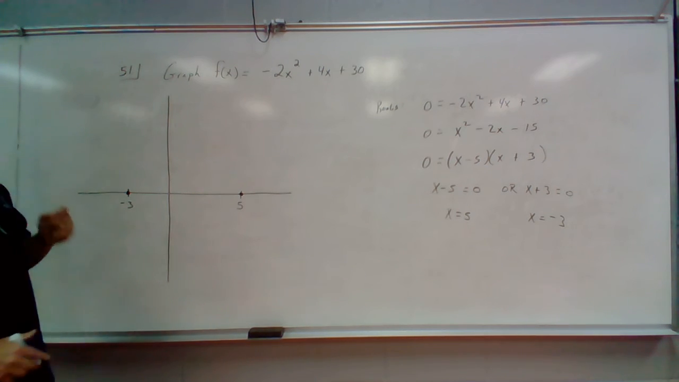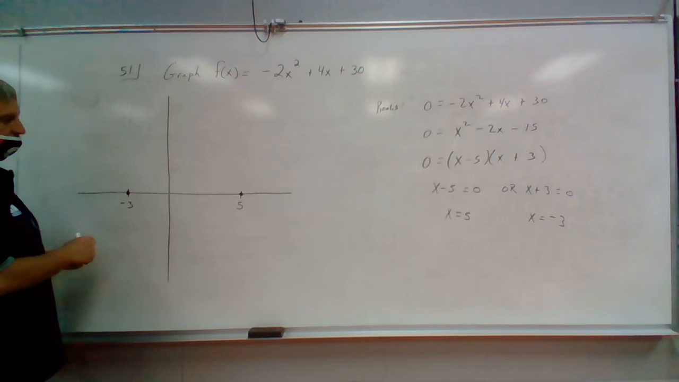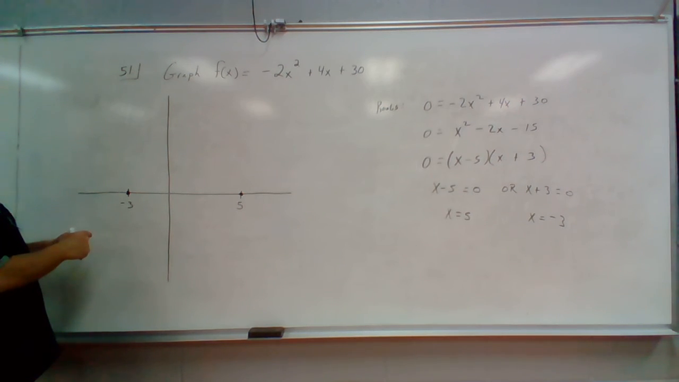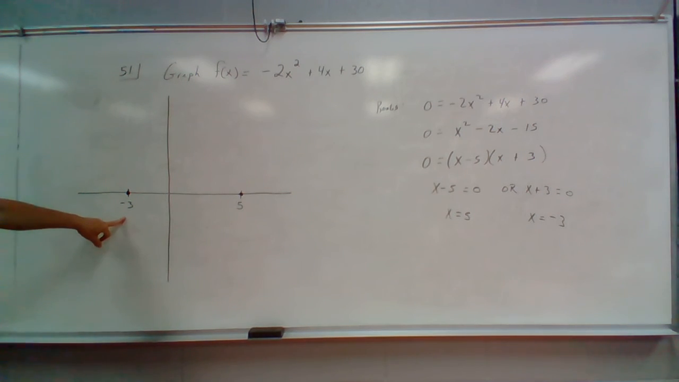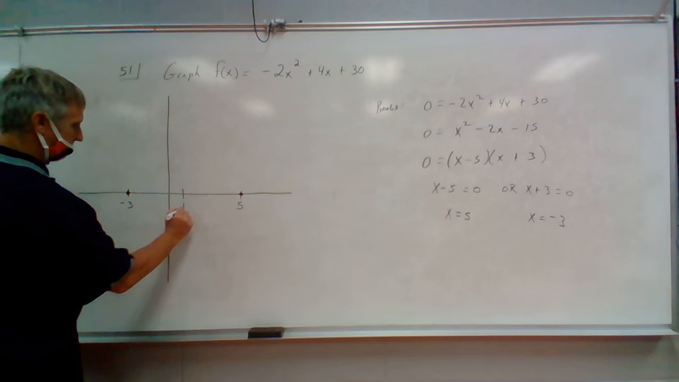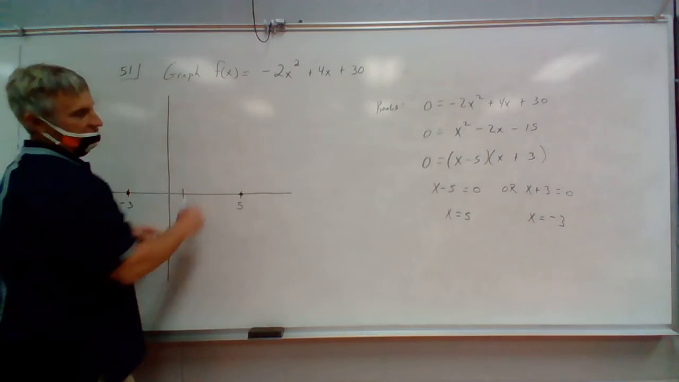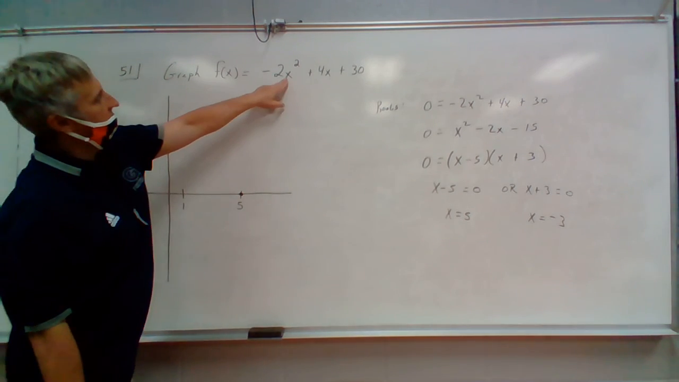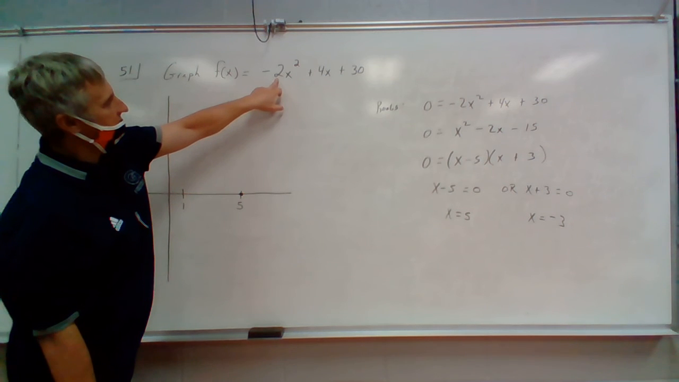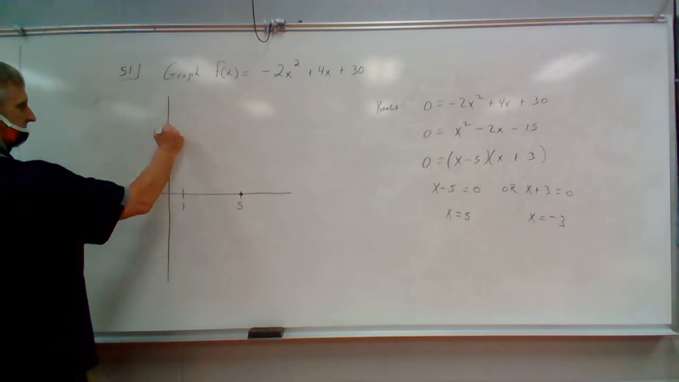All right, so I know the x value of my vertex should be halfway in between those roots. So halfway between the roots would be at 1, x equals 1. That's 4 this way, 4 that way. So I can just plug 1 into this function to get the y value. So if I do that, that's negative 2 plus 4 is 2 plus 30 is 32.